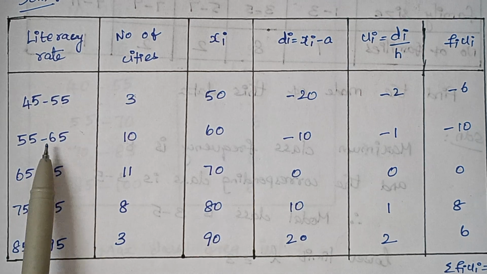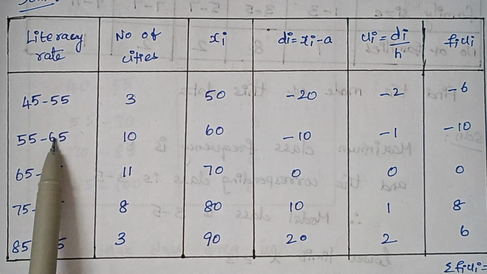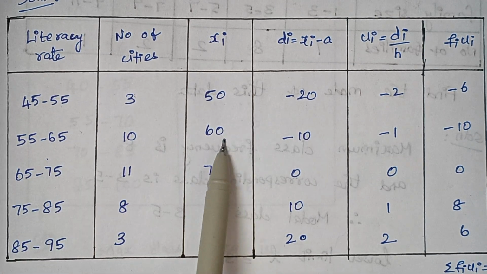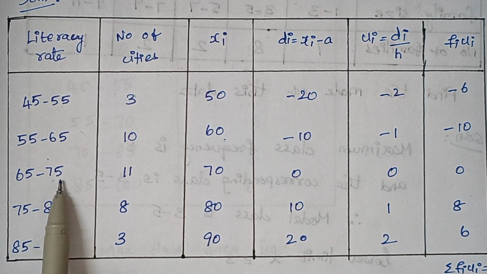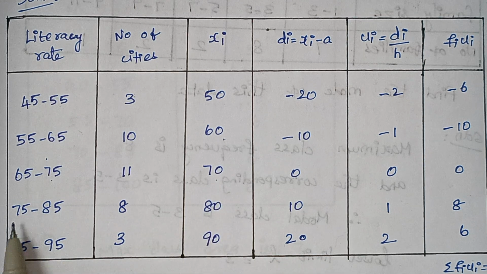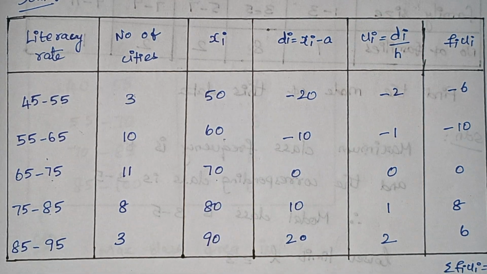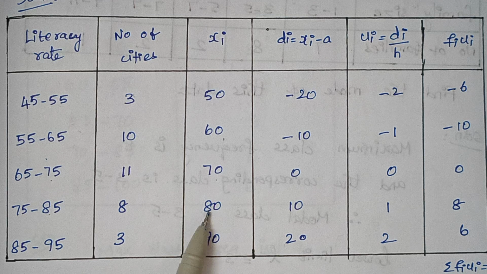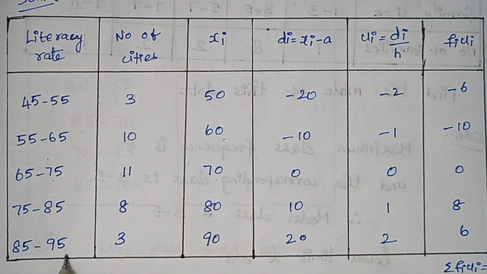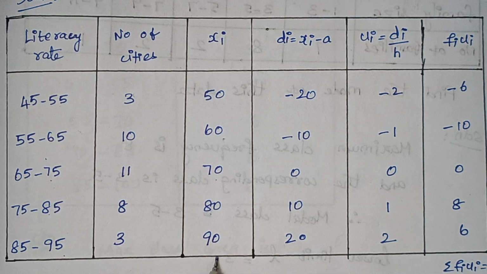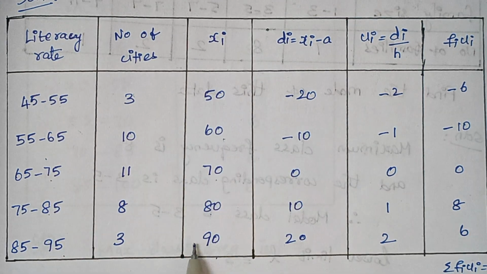Again here 55 plus 65 gives you 120, and 120 by 2 gives you 60. Again 65 plus 75 gives you 140, so 140 by 2 is 70. 75 plus 85 gives you 160, and 160 by 2 gives you 80, and 85 plus 95 gives you 180, so 180 by 2 gives you 90. So this is our xi.